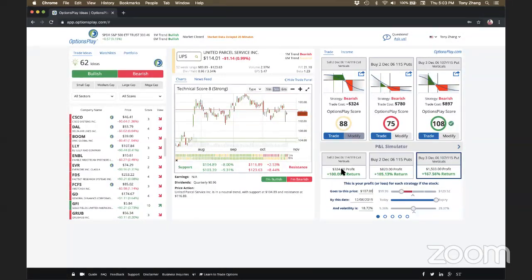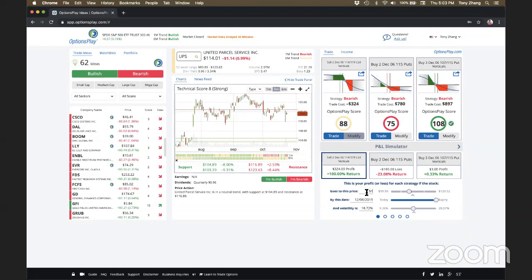If you sold the credit spread, you make $342. Not very exciting. Buying that debit spread, $1,500. Now, I will say, if this doesn't break that 112 level, let's say it stays above 112, here you're better off selling that credit spread. So ask yourself, how bearish are you on UPS? If you're mildly bearish, sell that credit spread.